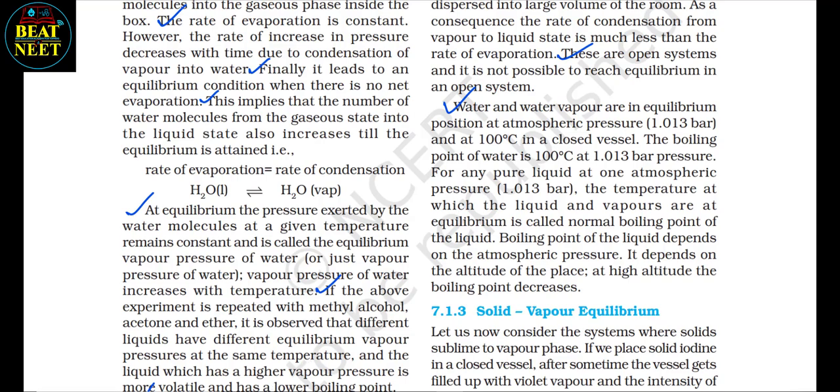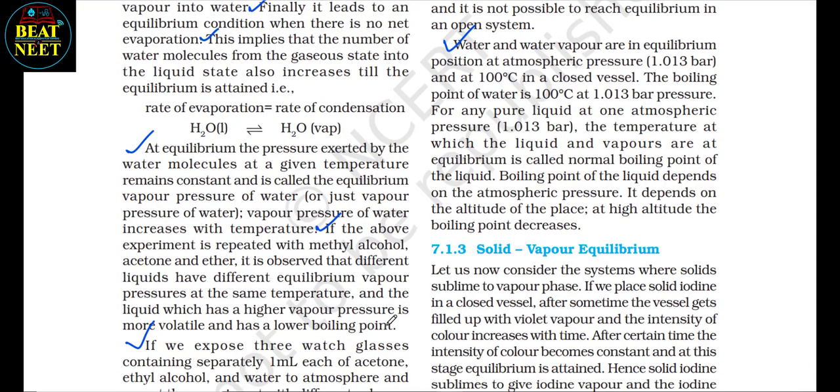Water and water vapor are in equilibrium at atmospheric pressure, that is 1.013 bar, and at 100 degrees Celsius in a closed vessel. The boiling point of water is 100 degrees Celsius at 1.013 bar pressure. For any pure liquid at 1 atmospheric pressure, that is 1.013 bar, the temperature at which the liquid and vapor are at equilibrium is called the normal boiling point of the liquid. The boiling point of the liquid depends on the atmospheric pressure. It depends on the altitude of the place. At high altitude, the boiling point decreases.